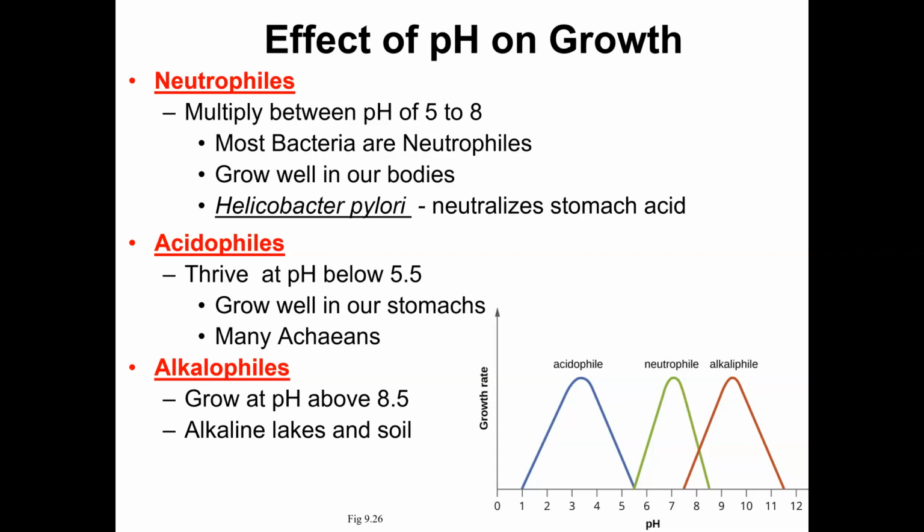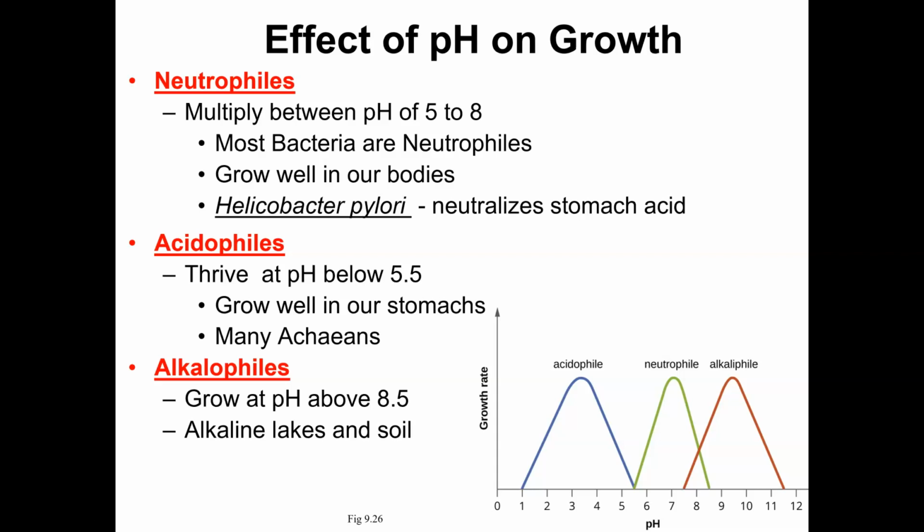And only 3 categories here. Yay! So these are pretty obviously named, right? Neutrophile. Bet you can guess what pH they prefer, right? Neutral. This is all pathogens. This is most organisms. And my only fun example is Helicobacter pylori.